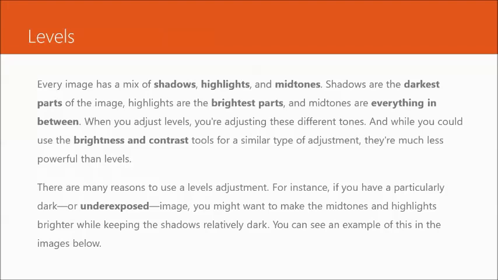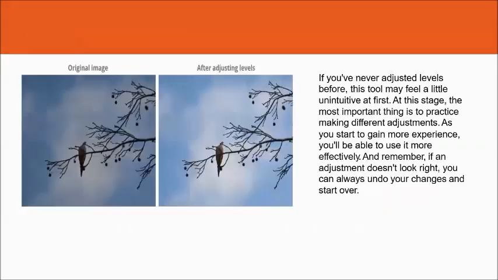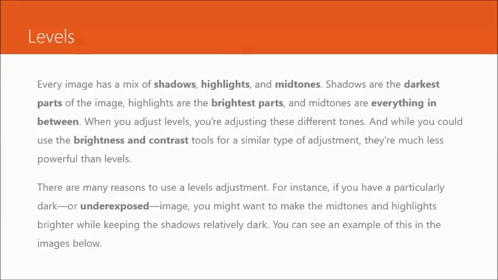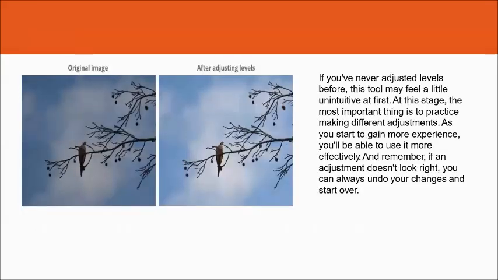For instance, if you have a particularly dark or underexposed image, you might want to make the midtones and highlights brighter while keeping the shadows relatively dark. You can see an example of this in the image below. Like for this one, for the original levels, as you can see in the original image, it is somewhat darker. But after adjusting, it is somewhat brighter.